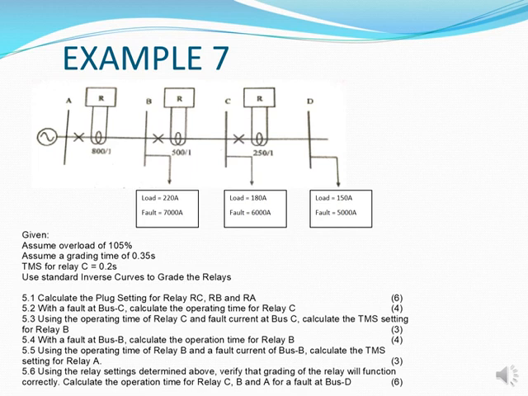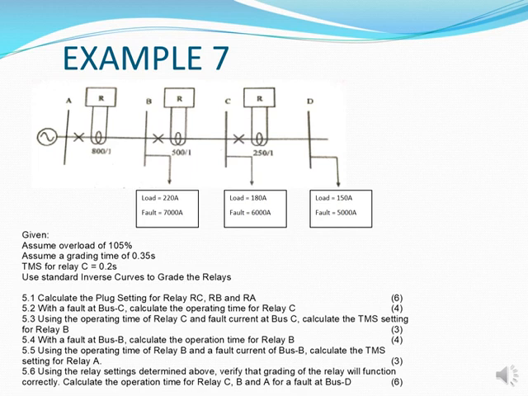So the first one, they say, all right, calculate the plug setting of relay RC, RB, and RA. Then they say with a faulted bus C, calculate the operating time for the relay at C. So that means it's going to be the one remote to that relay at C, because it's right next to it, behind it. Then using the relay time for relay C and fault current at bus C, calculate the TMS settings that are going to be utilized for relay B.